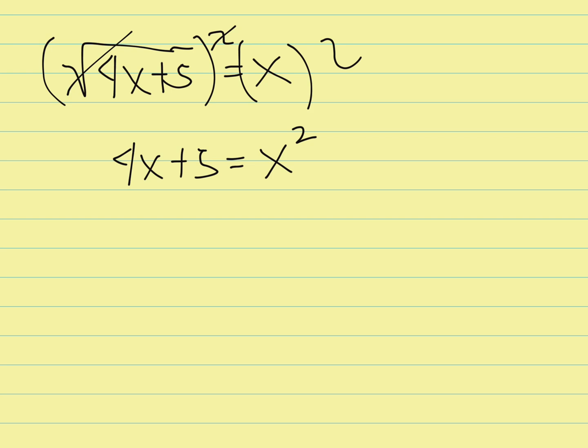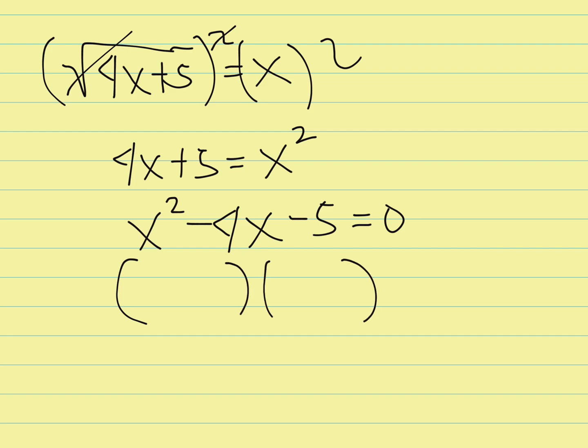Next, after that, simplify. So we have x squared minus 4x minus 5 is equal to 0. Next, we are going to solve for the value of x first through factoring. Okay, we are going to factor that.